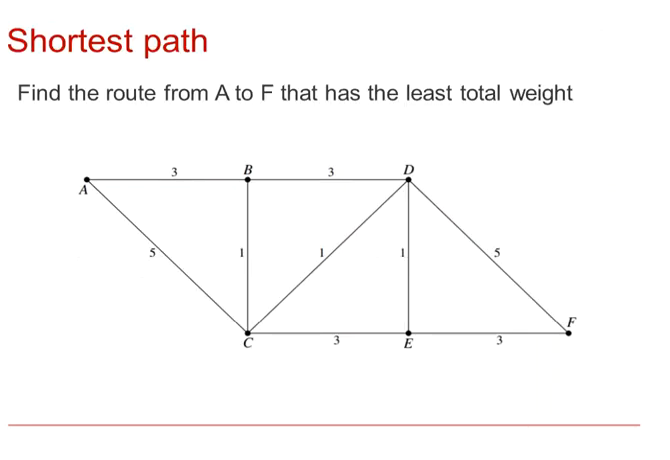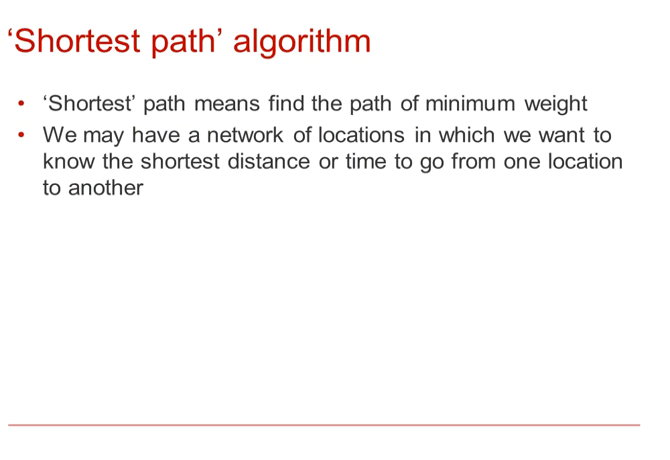For a given network, we may be asked to find the shortest path or route from a start source node to a finish or sink node, for example here A to F, that has the least total weight. So by shortest path, we mean finding the path of minimum weight.